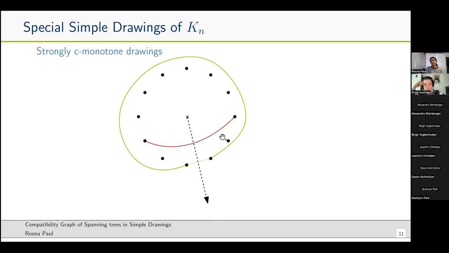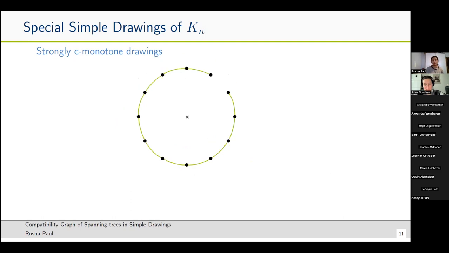which is not crossed by any other edges of your drawing. Because if there is any other edge which is crossing your ray, then they will cover the circle. So there will be one ray from the center which is not crossed by anything, and you can cut through this ray and stretch the drawing. So what we are getting is a monotone drawing. So if you have such a long edge connecting two adjacent vertices, this drawing is isomorphic to the monotone drawings. For monotone drawings, we have proved that the compatibility graph is connected. So we can concentrate on the case where all the edges are these short edges.